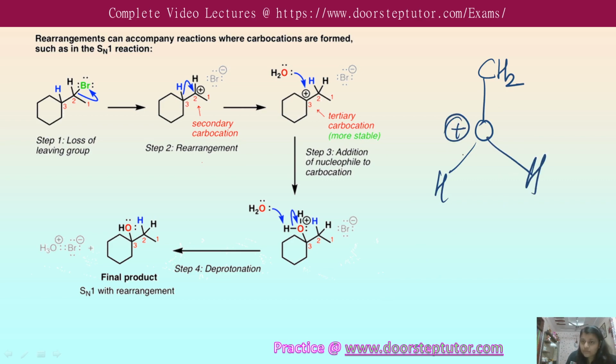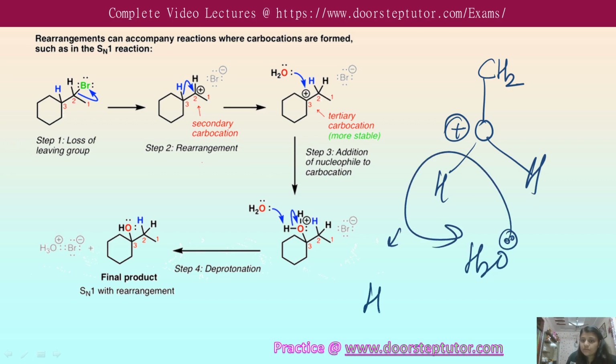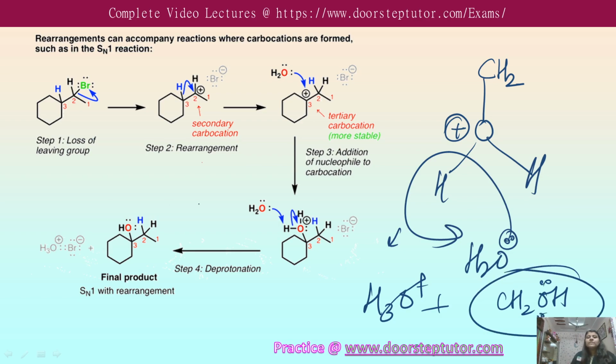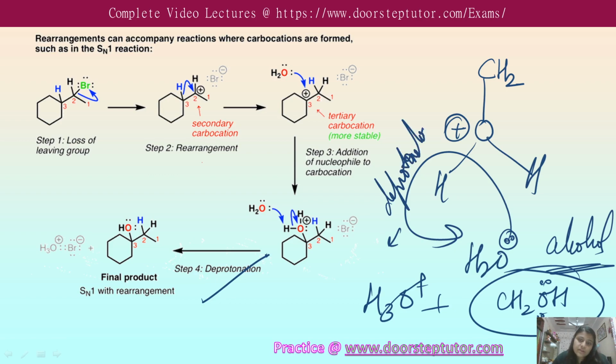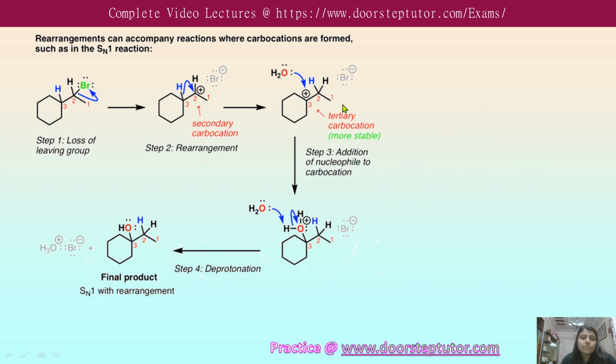What we have to do is remove this. We have another H2O with us, so it will remove this, and there is a formation of H3O plus and CH2OH, like this. This is the way in which the H2O attacks, H3O plus forms, and the alcohol is formed. The next thing is deprotonation. This is the deprotonation step that I have told you, and the final product is SN1 with rearrangement. So in this way you are going to do the carbocation reactions.